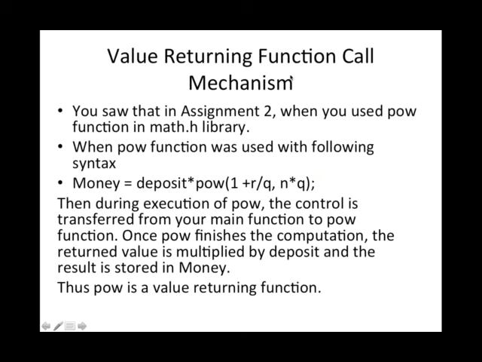Okay, so in a value returning function, what happens is, you saw in assignment 2 when you used the pow function in the math.h library. When the pow function was used to compute compound interest, the following syntax was used. Money equals initial deposit times pow(1 plus R, where R is the interest rate at which the deposit is made in fraction. Q is the compounding frequency, the number of times compounding is done per year. N is the number of years left in the deposit. Q is again the compounding frequency per year.